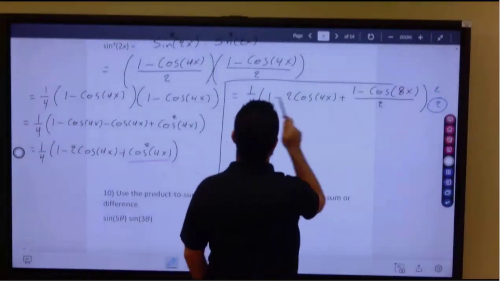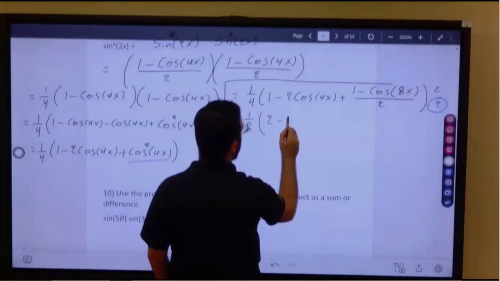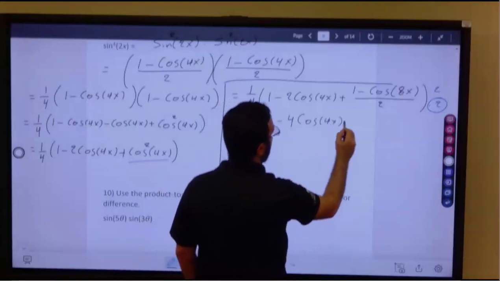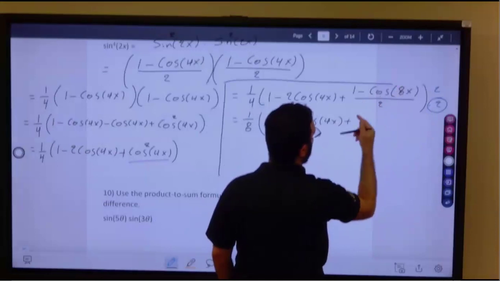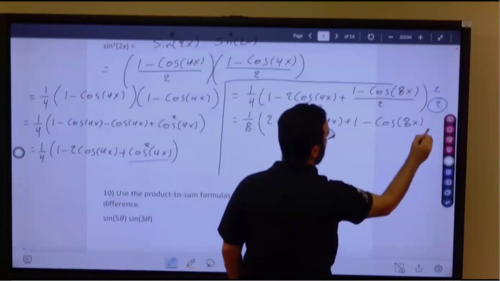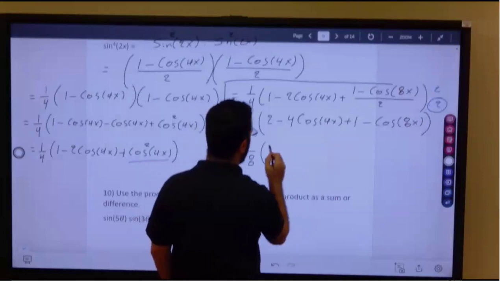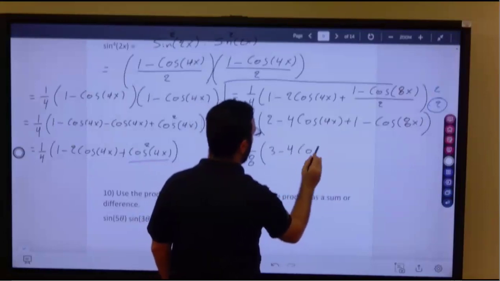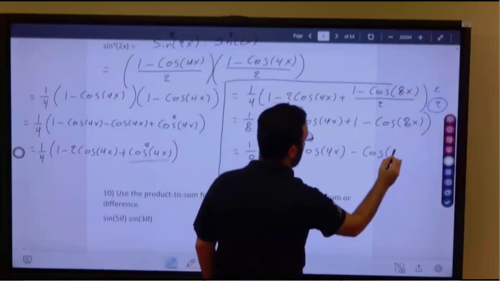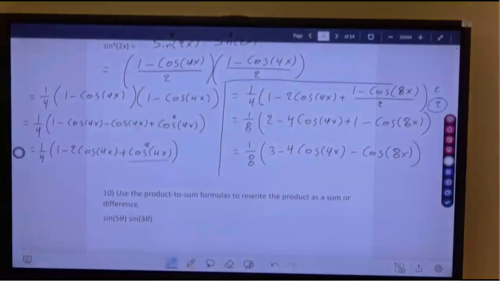So it's going to be 2 times 4, which is 8. And here, 2 times 2 is going to be 2 minus 4 cosine 4x, and a plus 2 times the whole thing here, cancel the 2. So it's going to be 1 minus cosine 8x. Combine the like terms, so it's going to be 1 over 8, 2 plus 1 is going to be 3 minus 4 cosine 4x minus cosine 8x. That's it. Well, this example.